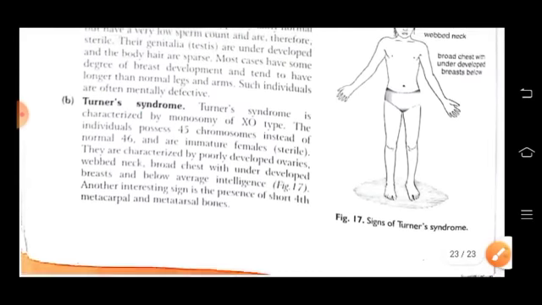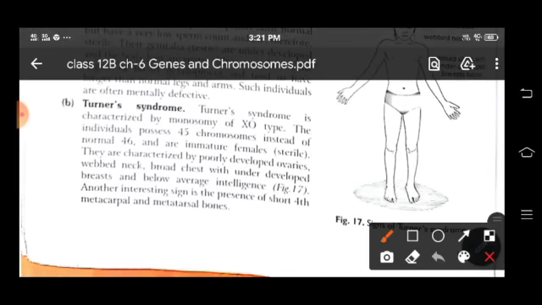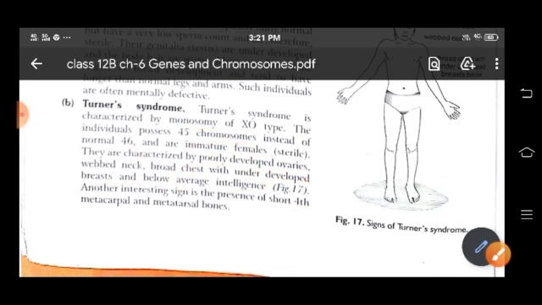Now Turner syndrome is characterized by monosomy. The individual possesses 45 chromosomes instead of 46 and they are immature females. They are characterized by poorly developed ovaries, a webbed neck, a broad chest with underdeveloped breasts and below average intelligence. Another interesting sign which is present is shortened metacarpal and metatarsal bones.